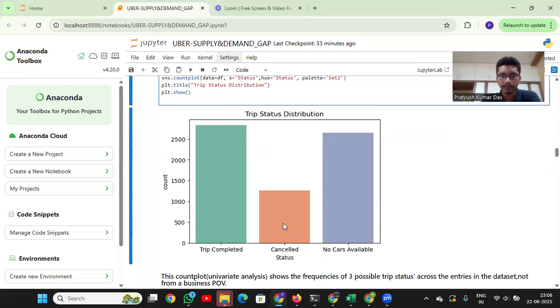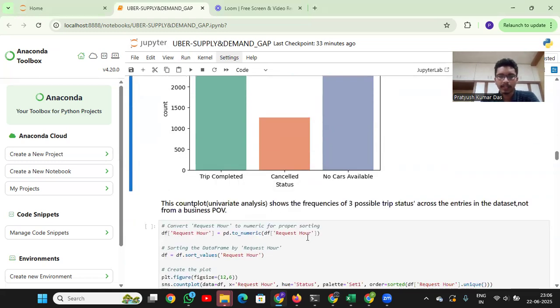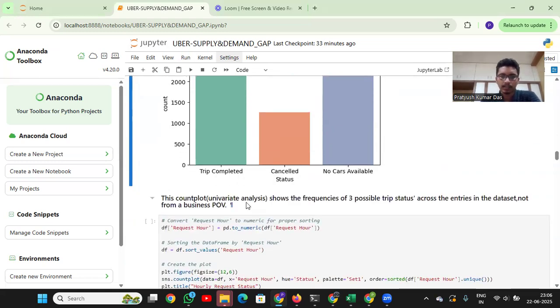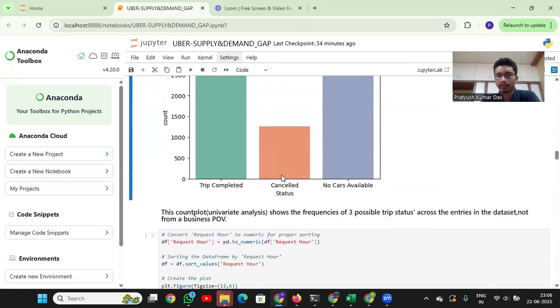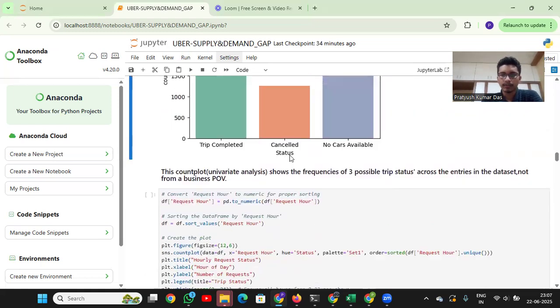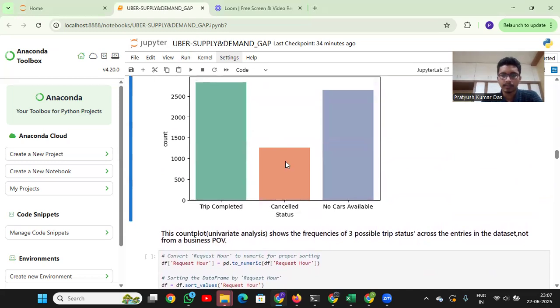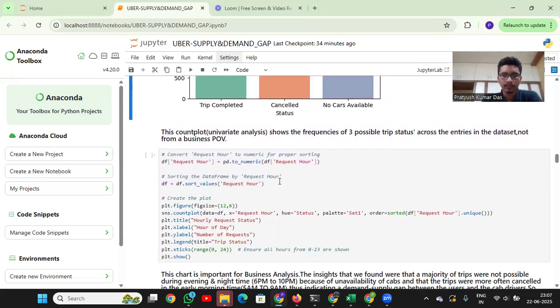It just shows the count of the total completed trips or total unavailable trips, citing the fact that the cars were unavailable, and we also have another class where it is cancelled. So we have three possible categories, and this count plot just shows the frequencies. We see that there are more trips completed as compared to these two, which is not our point of interest. So this was just the first foundational stage of the EDA.